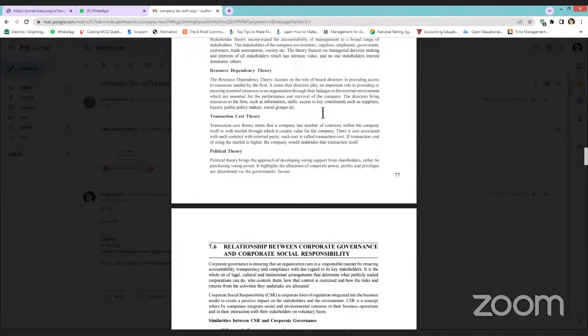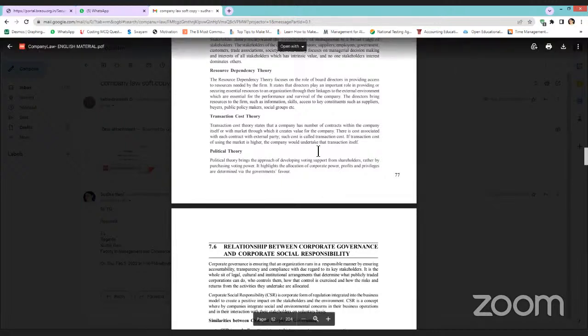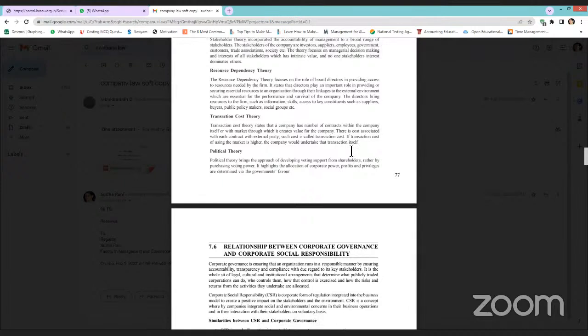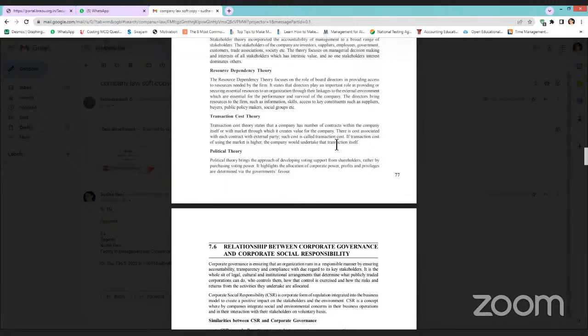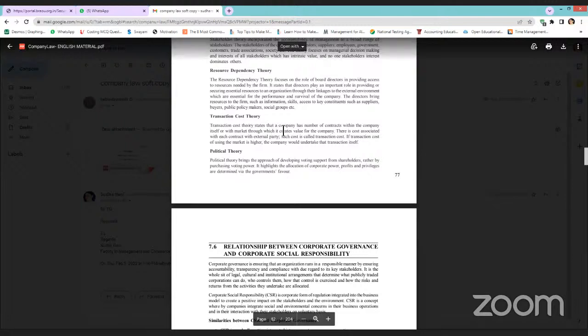In transaction cost theory, with the market, there is a cost associated with each contract with an external party. This cost is called transaction cost. If the transaction cost of using the market is higher, the company would undertake the transaction itself.